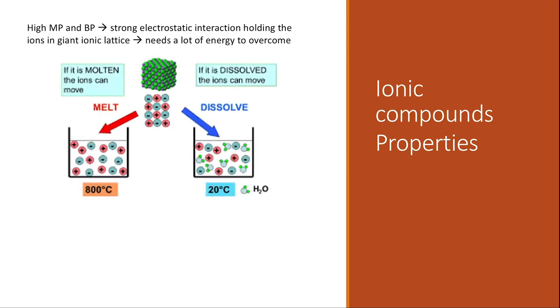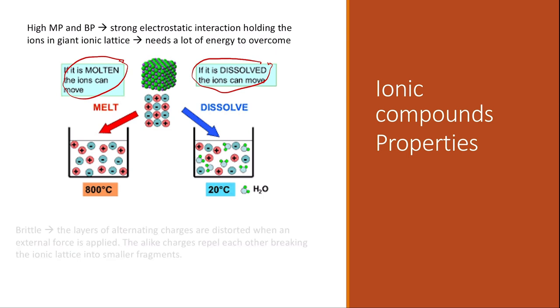When it comes to conduction of electricity, in the solid state, they do not conduct electricity because all the ions are held tightly in that giant ionic structure. There are no free ions to carry the charge. However, if they are dissolved or if they are molten, then the ions are free to move and they can carry the charge, so they can conduct electricity.